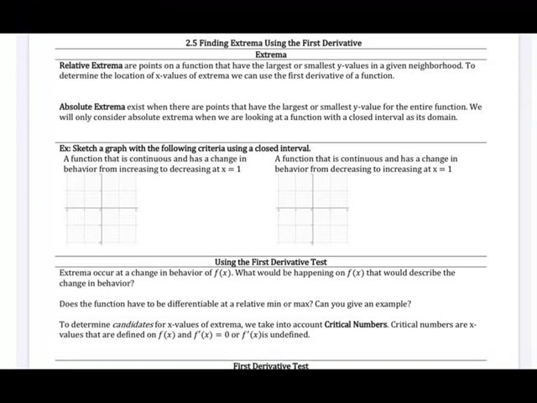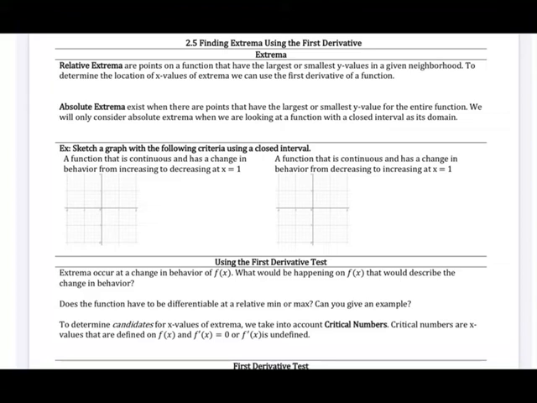2.5 is about extrema. We're going to talk about relative extrema, which in previous classes you might have referred to as a local max or a local min. We're going to talk about absolute extrema, which means exactly what it sounds like, the absolute highest or lowest value of a y value in a function. And we're going to talk about how to determine those extrema.